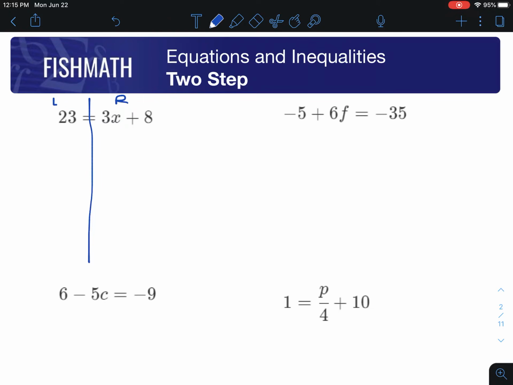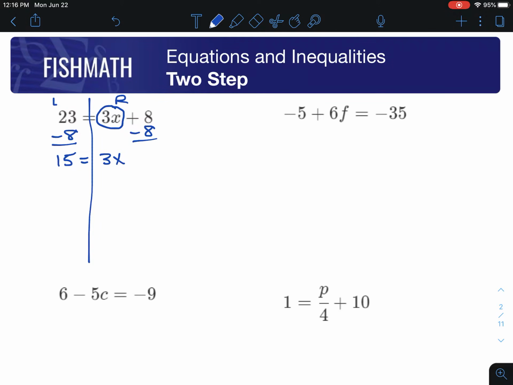So the way I remember how to start these is usually you don't touch the variable first. You say can't touch that variable, can't touch this, and then you move the 8 over instead. So the 8 we're going to get rid of first. It's a plus 8, so we're going to do a minus 8 to both sides. That will give us 15 equaling 3x.